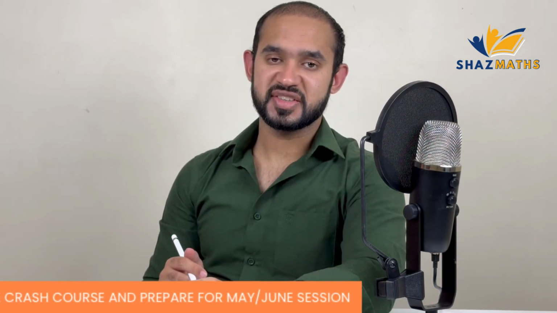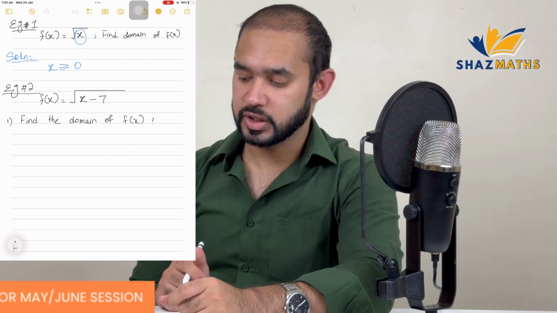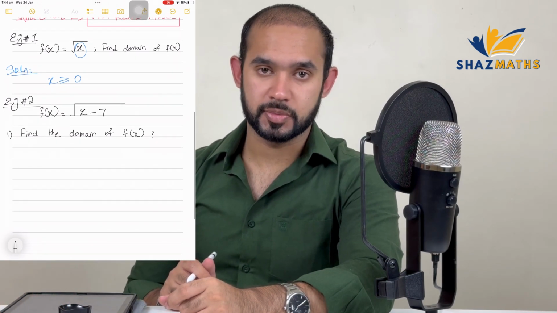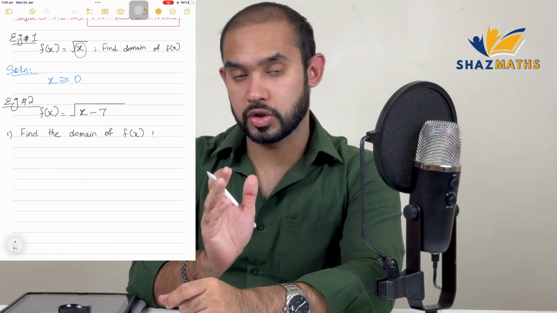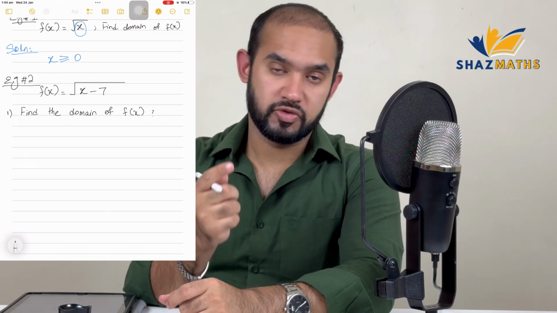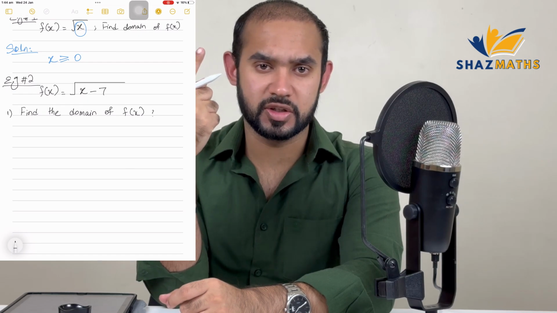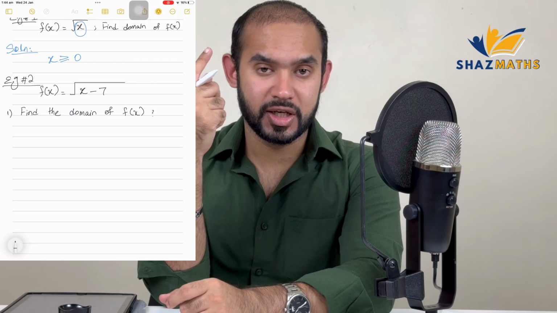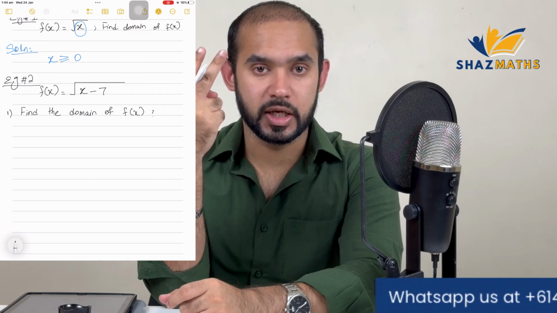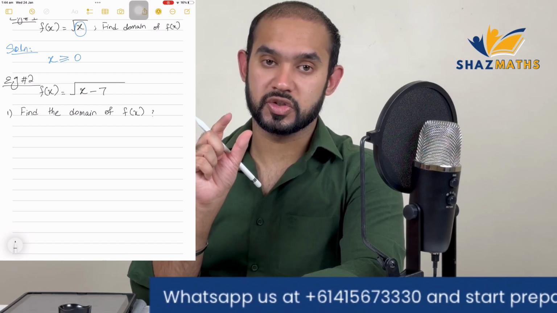As simple as that. In this second example, the question says f of x is equal to square root of x minus 7, and we have to find the domain of f of x. Again, we'll be taking forward the same concept. Whenever you are facing questions of domain, I want you to think about these two concepts only. The first one is the domain is a set of values of x coordinates. In other words, it is the set of values of x. The second is, it is those set of values of x for which the function is defined.